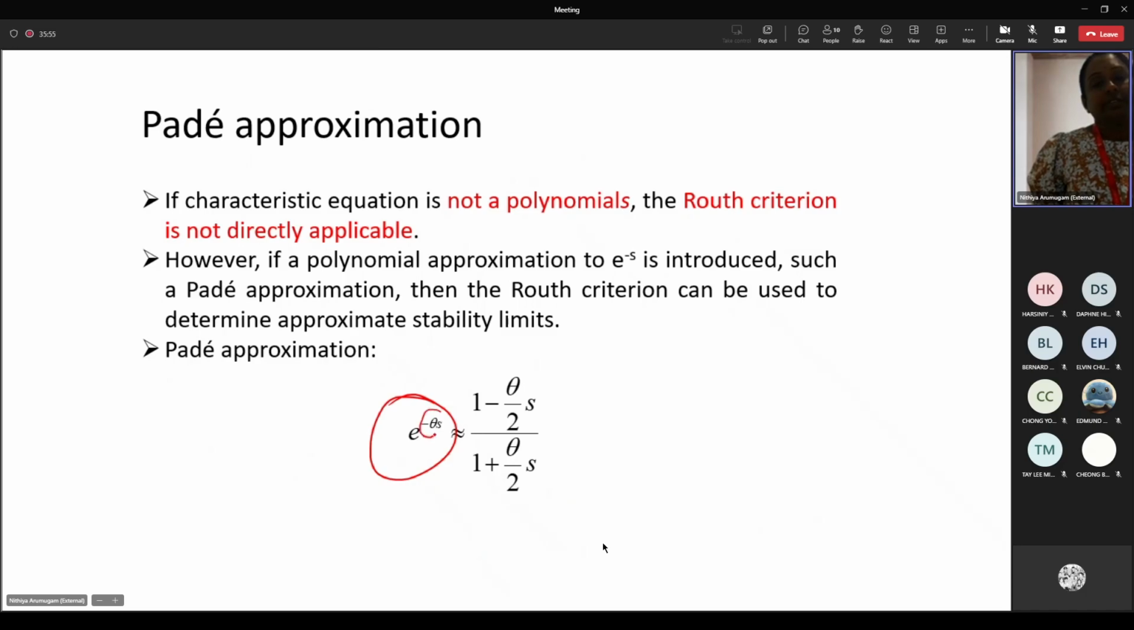So now the definition of the entire Pade approximation depends on the theta value. If a polynomial approximation to e to the power of negative s is introduced as given here, then we can use the Routh criterion to determine the approximate stability limits. As long as the exponential term is given, then we can use the Routh criterion. So this is the Pade approximation that they mentioned.